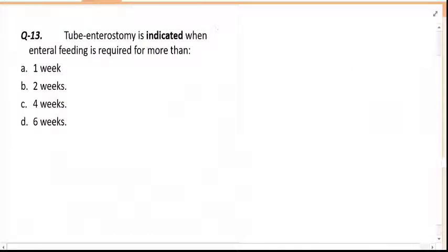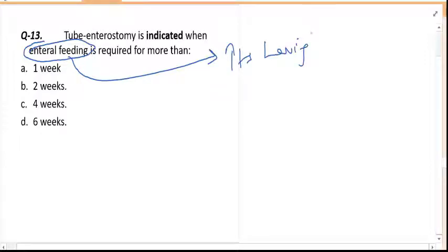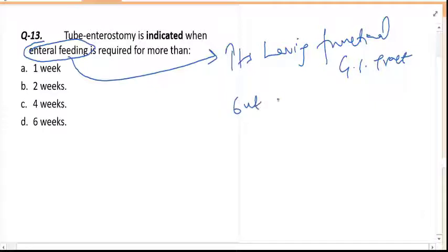Tube enterostomy is indicated when the enteral feeding is required for more than, see, in enteral feeding you are using the GI tract. So this is done for patients having a functional GI tract. If you don't want to give rest to the GI tract, the patient is having a functional GI tract, but these patients can't take oral intake enough.